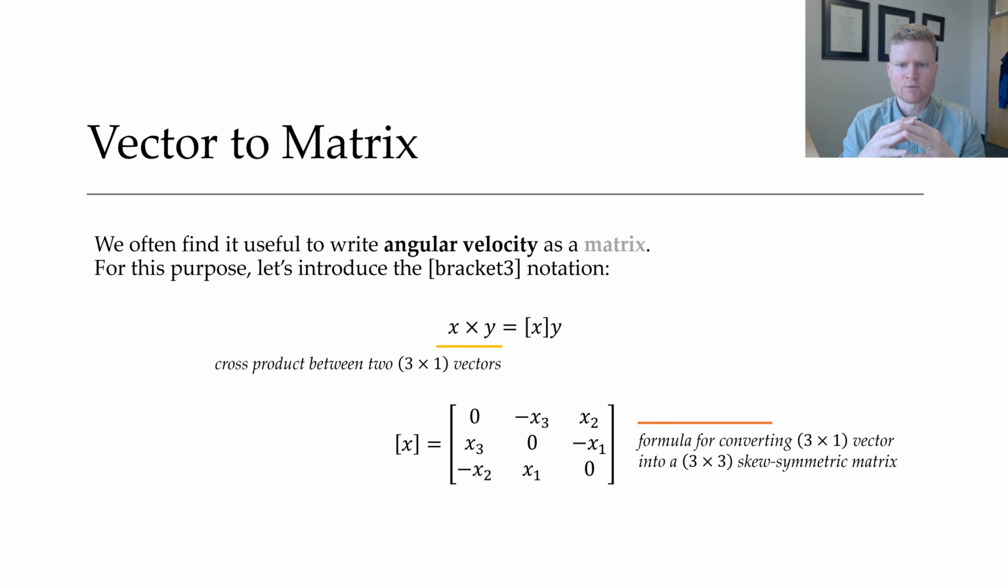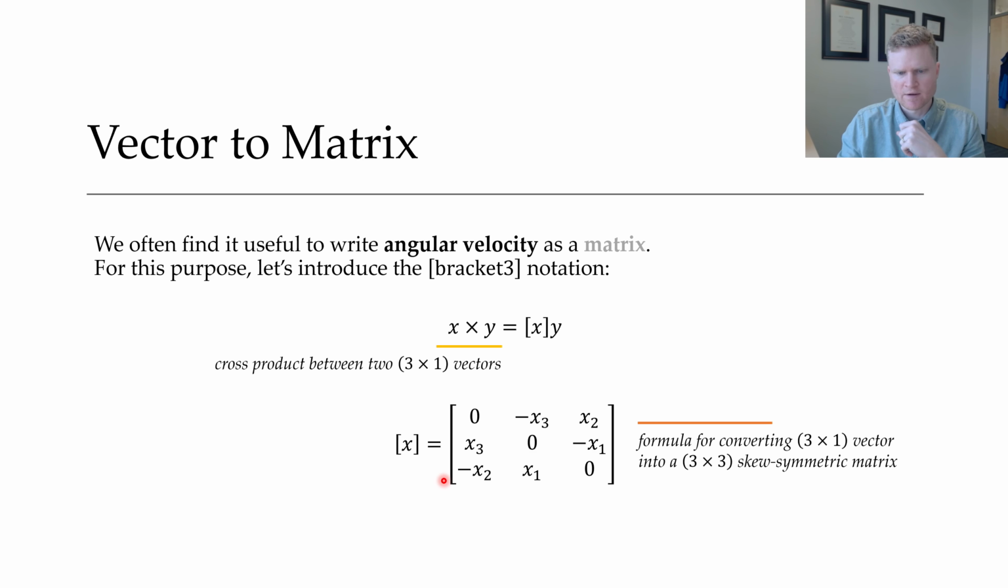But just sticking with the lecture, the bracket 3 notation stems from cross products. So let's look at 2 vectors, x and y. Let's say both of these vectors are three-dimensional vectors, 3 by 1 vectors. So I'm going to take x cross y, and that's going to be equivalent to the bracket 3 of x times y. So I'm converting this cross product into matrix multiplication. And the way that I'm doing that is by cleverly defining this bracket x as you see down here.